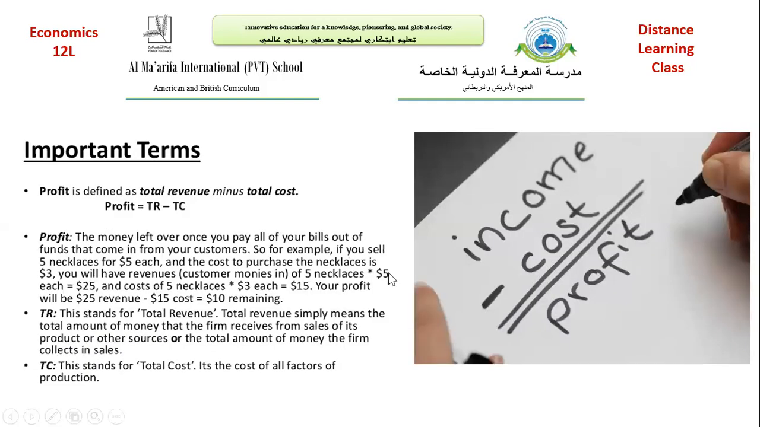Important term that we'll use in this lesson: profit. As you can see from the formula, profit is measured by total revenue minus total cost. From the image here, we can see your income minus all your costs or all your expenses will lead you to profit or maybe loss. So, total revenue minus total cost is the general formula to find profit.